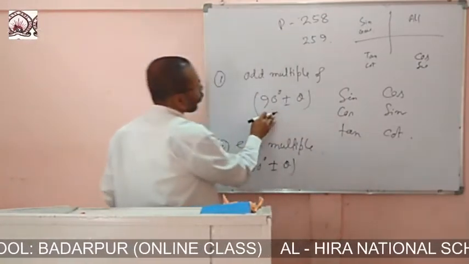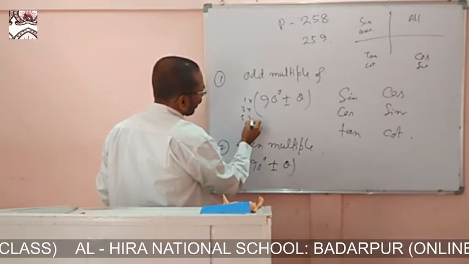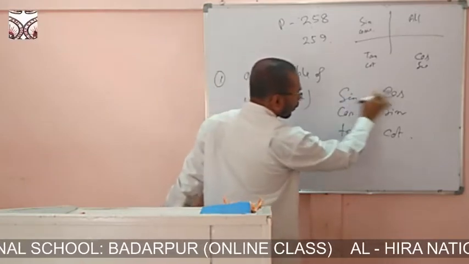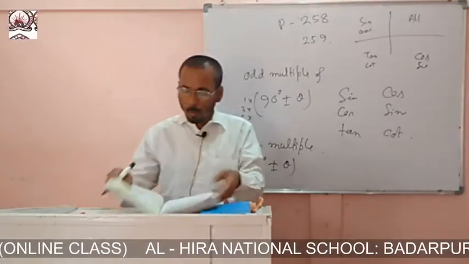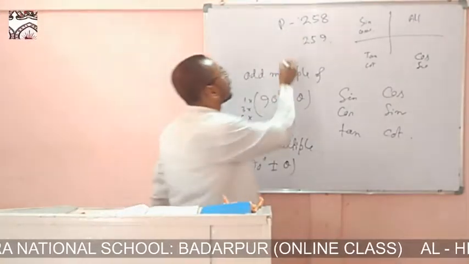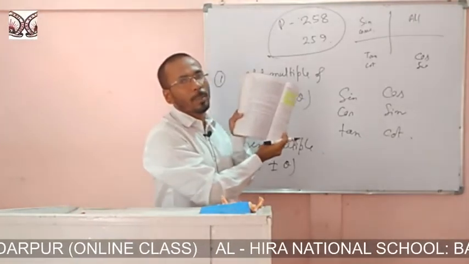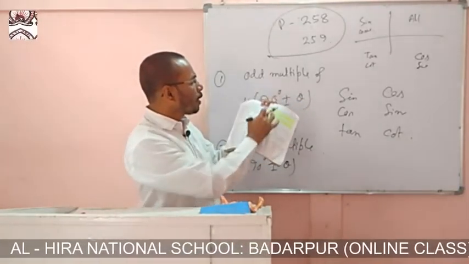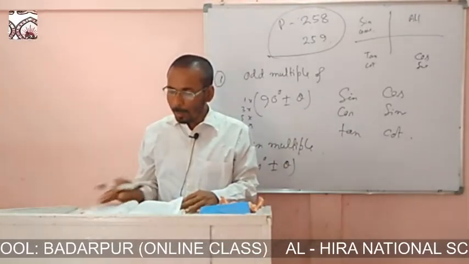And odd multiple means 1, 3, 5, 7, etc. If it is an odd multiple, then sine will become cos, cos will become sine, and tan will become cot. So this is the most important for this chapter. So page number 258 and page number 259. You underline page number 258, where the box is, and page number 259, where rules 1 and 2 are. You read this, then you can understand this chapter very easily.